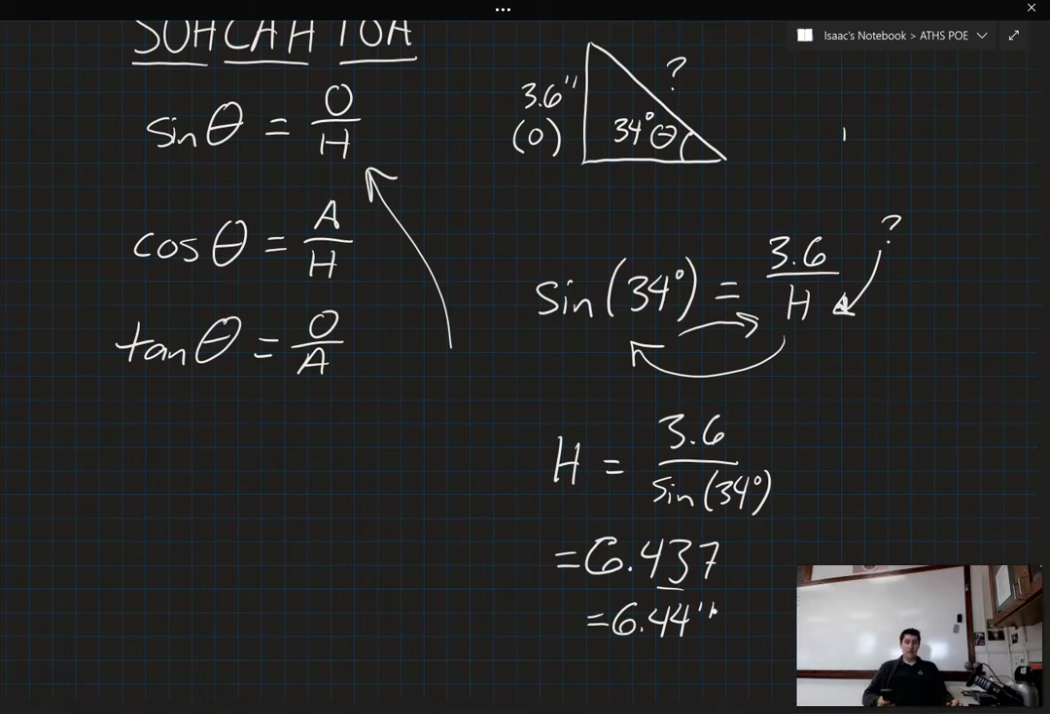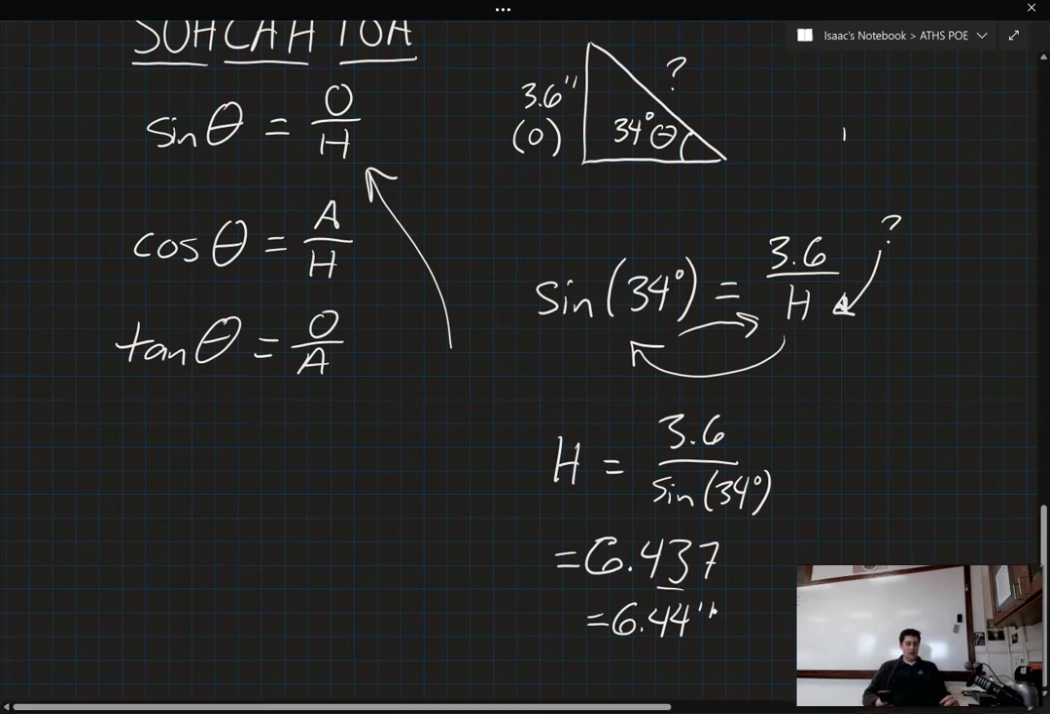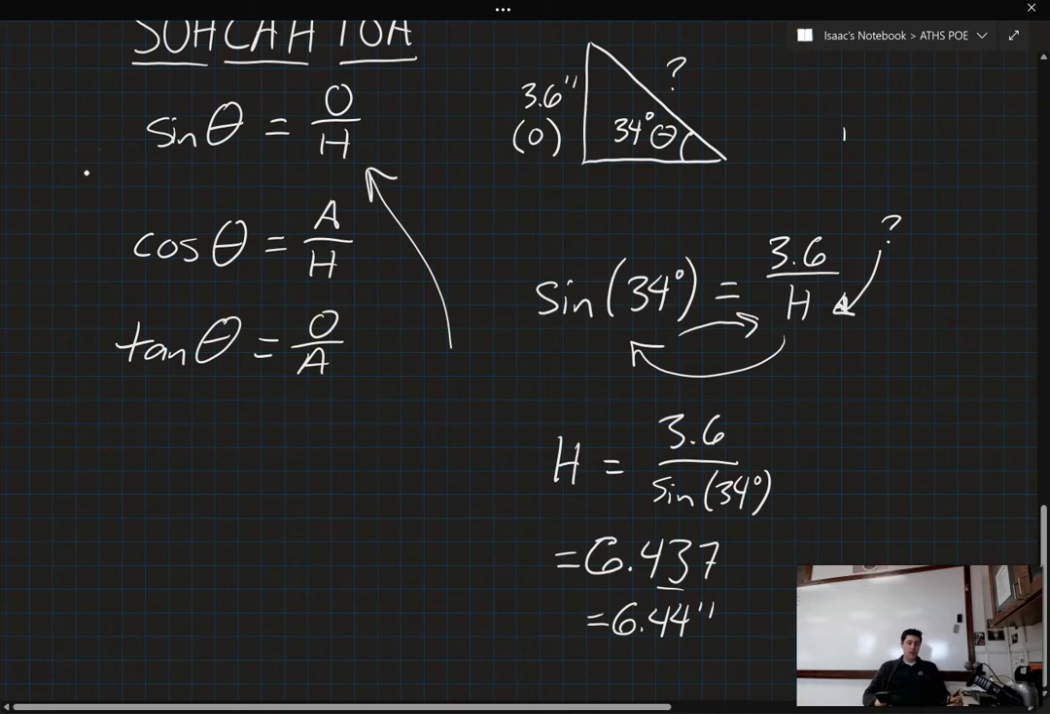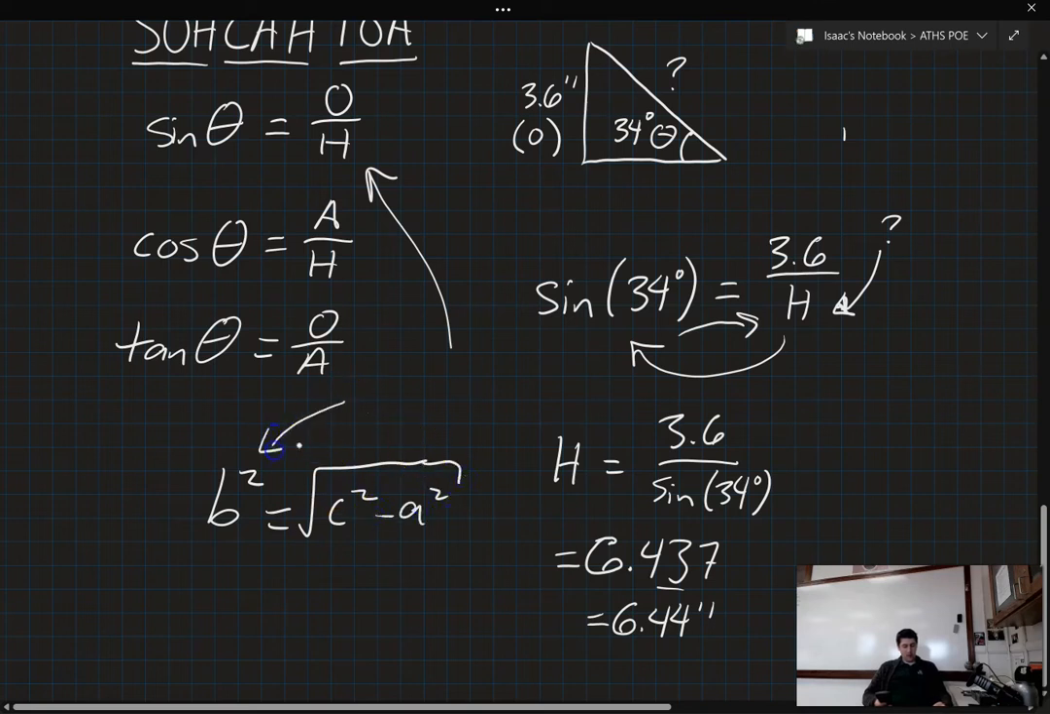So now that we have this information, we could calculate the other side if we needed to, the adjacent side. With the hypotenuse, we could use either one of these other two equations to calculate it. We could also calculate the missing side using the Pythagorean theorem. B equals the square root of C squared minus A squared, where B is the adjacent side that we're looking for. But since this video is primarily about trig, let's use one of these two equations.